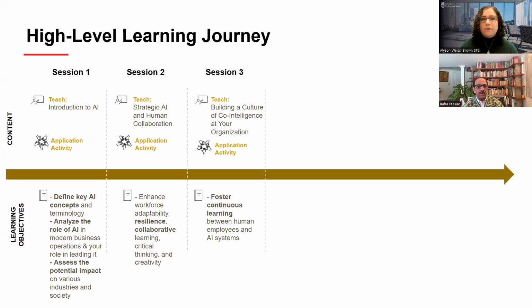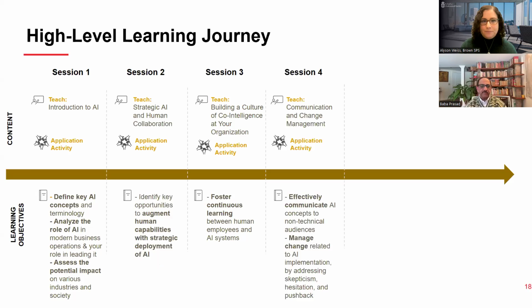In session three, you'll learn how to build a culture of co-intelligence at your organization. And that is a term that was created by Ethan Mollick at UPenn at Wharton. And it means that you help both the humans and the technology learn from one another and become better together by fostering continuous learning between human employees and AI systems.